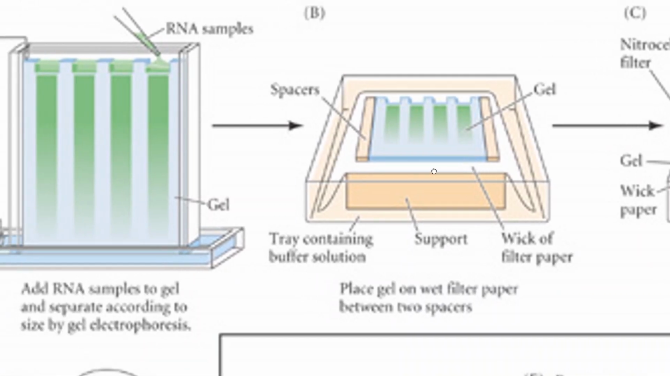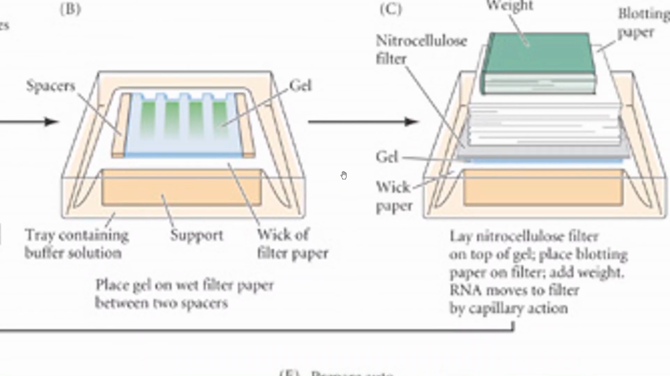Then we take it and we transfer it to a membrane, a filter membrane, a piece of paper. It stands right here. Here we have the gel, and the RNA molecules move upward. Why? Because there is a buffer right here, a solution that is absorbed by a piece of paper, and it carries the RNA molecules upward to the membrane.